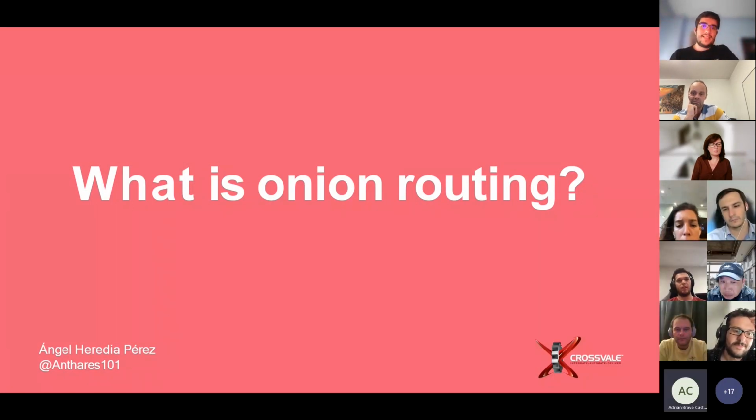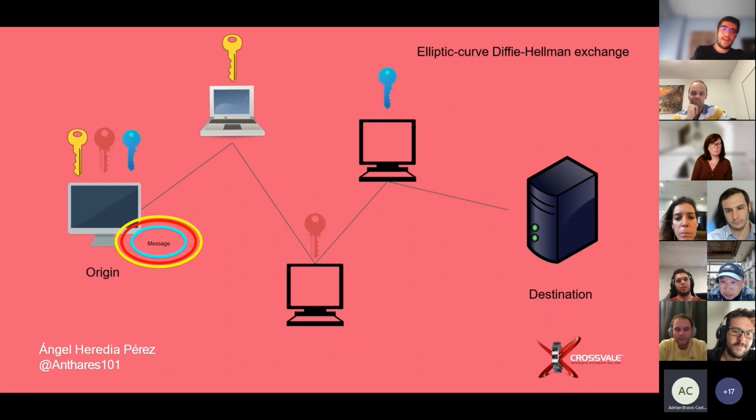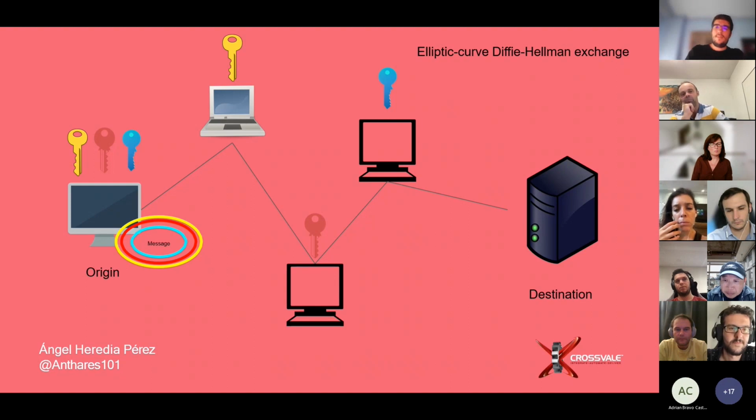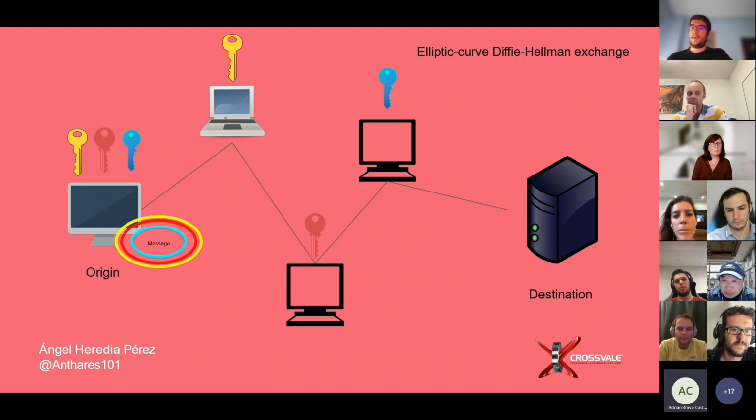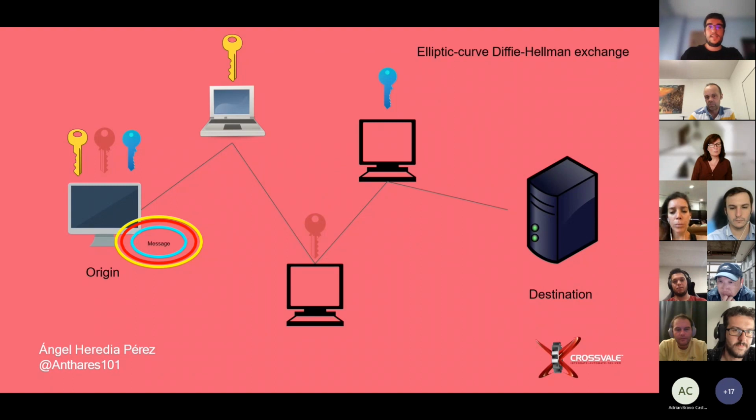Okay, let's imagine the next scenario. I want to send a message to a certain destination, but I want to remain anonymous. So for that, I choose 3 nodes. Every node has a pair of keys, private and public keys. And now I'm going to take my message and I will encrypt it 3 times. 3 layers of encryption, each layer with one of the keys, using the public key of the nodes that I want to use as proxies, basically.